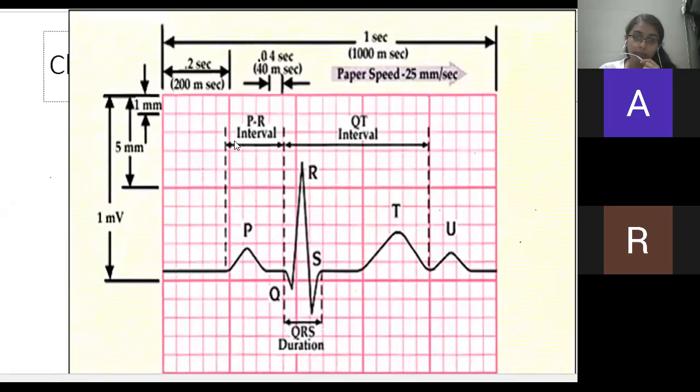So once again, the PR interval is from start of atrial depolarization to start of ventricular depolarization, and the QT interval is from start of ventricular depolarization to end of ventricular repolarization.